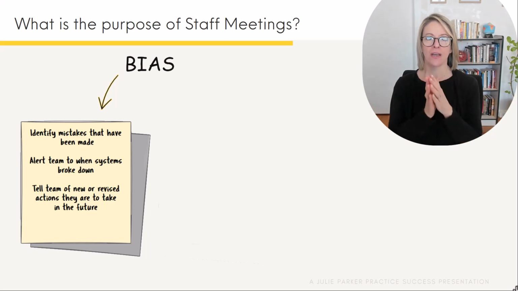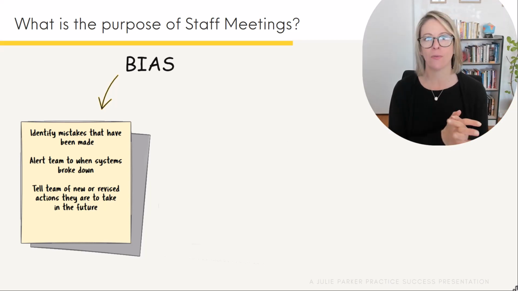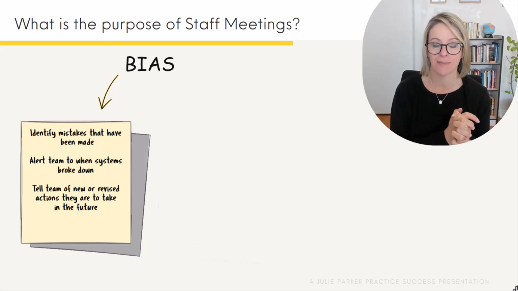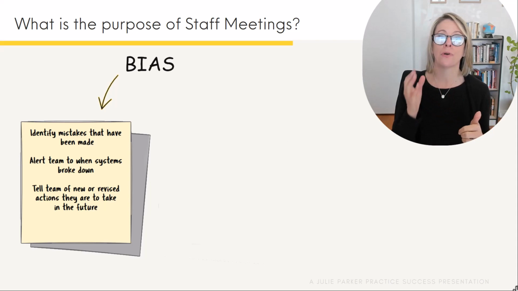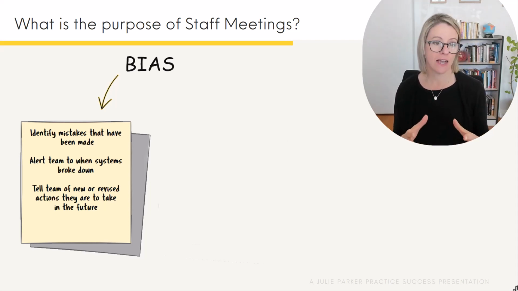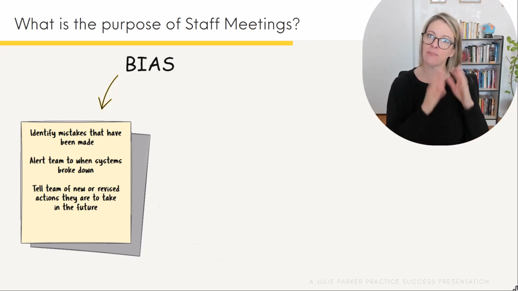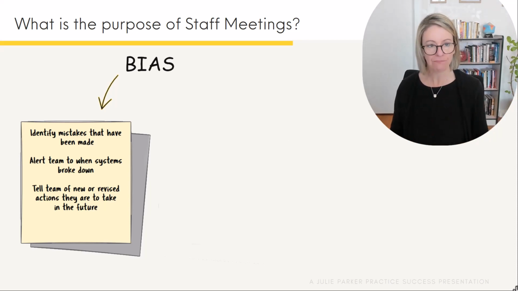And so a not as helpful team meeting could have the bias of the reason, the purpose that we're having our team meetings is so we can identify mistakes that are being made. We also have our team meetings to alert the team to times where our systems have broken down. We also have our staff meetings just to tell the team of new or revised actions that they are to take in the future. So it's very much a telling, directive, this is what you'll be doing in the future.